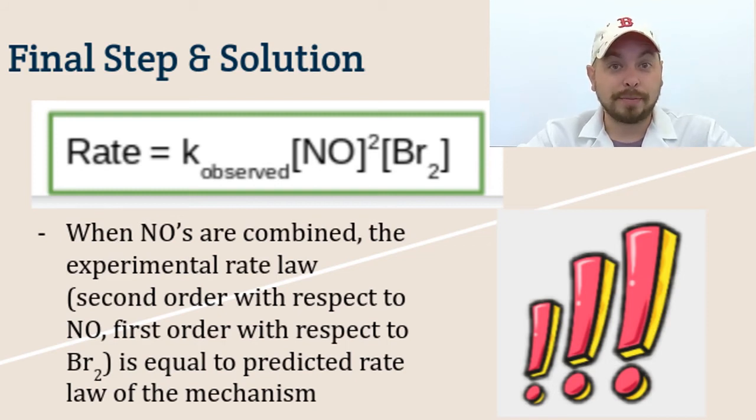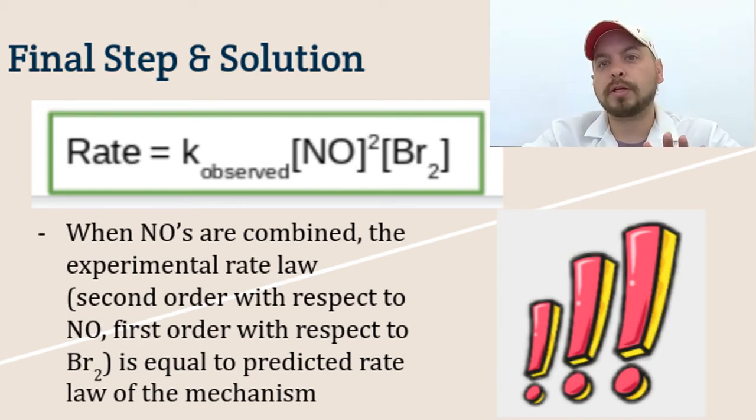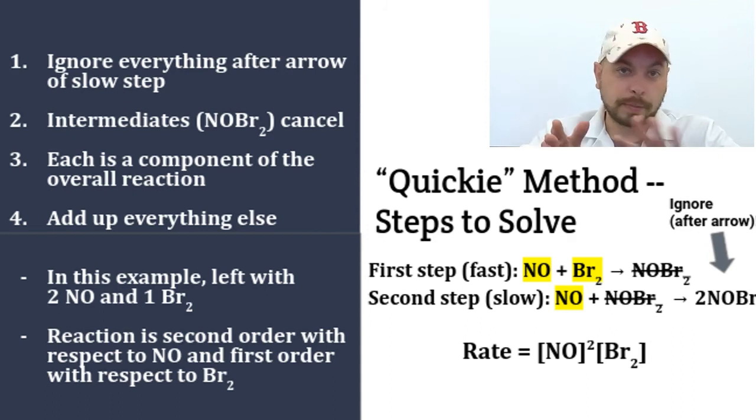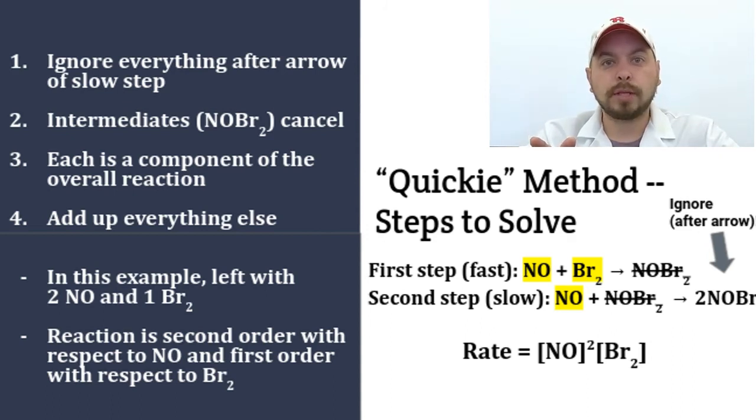That took a little bit of time, though. So there's got to be a quicker way, and there is. Can I show you the quicker way? And let me tell you right now, I'm going to tell you the quicker way, and then I'm going to tell you when the quick way doesn't work. So the quicker way is this. All we do is ignore the arrow after the slow step, okay? So we take the arrow from the slow step and ignore everything after that. Any intermediates, cancel. And then add up everything else.